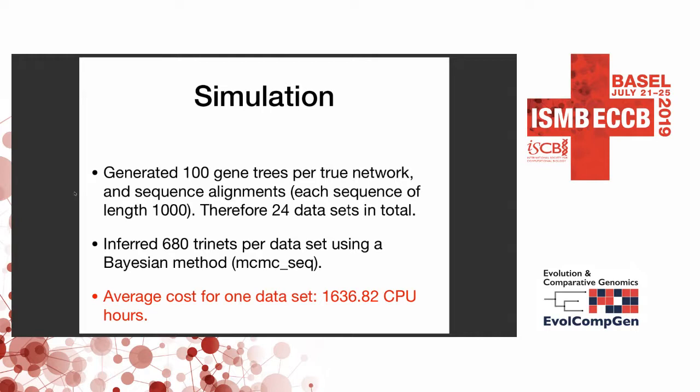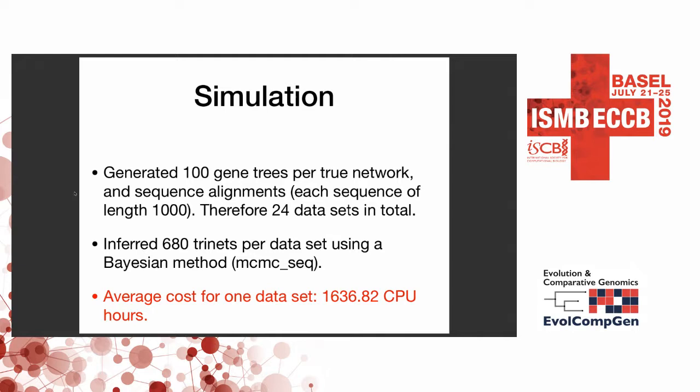If you take one network with 680 trinets, even though they are networks on 3 taxa, it takes about 1600 hours to estimate that. So statistical inference is very expensive even on small data sets. Now the nice thing is that these trinets are independent, you can infer them. But you are not going to keep 680 taxa. Maybe you have access to a cluster with 680 machines, but when you have 80,000 and you start going into millions, that's not a good solution.